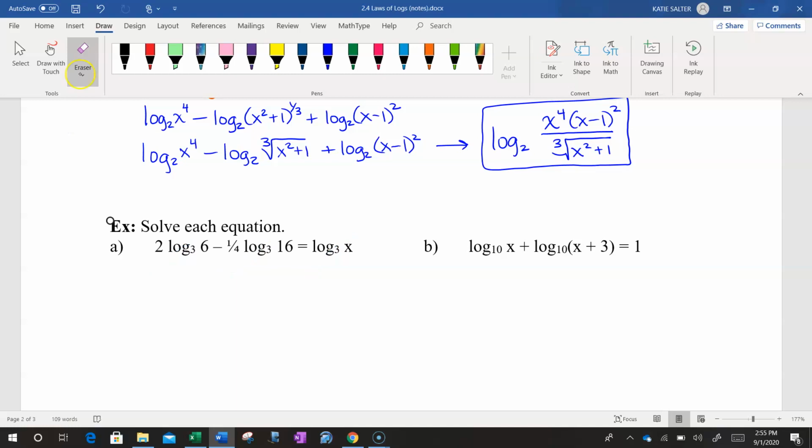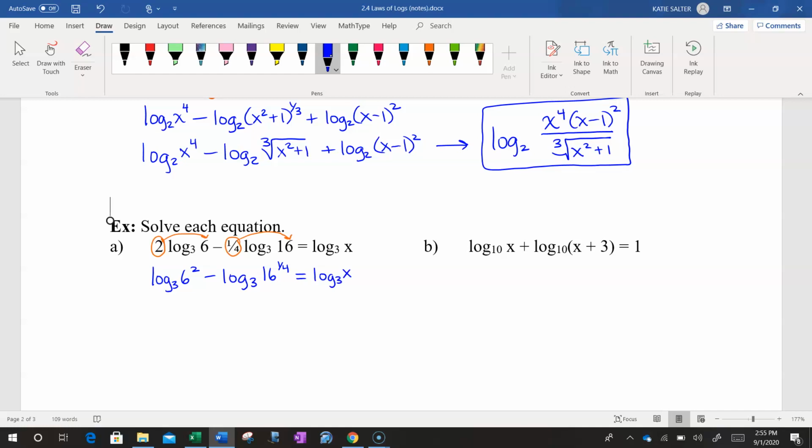The only way that we can base up each side or apply the property of logs is if we condense each side to be a logarithm equal to a logarithm. So the first step is you always condense each side of the log like what we did above. So if it has any coefficients, we pop those back up as the exponent. So that's what we're going to start by doing. So with this first one, we're going to have log base 3 of 6 squared minus log base 3 of 16 to the 1/4 power equals log base 3 of x.